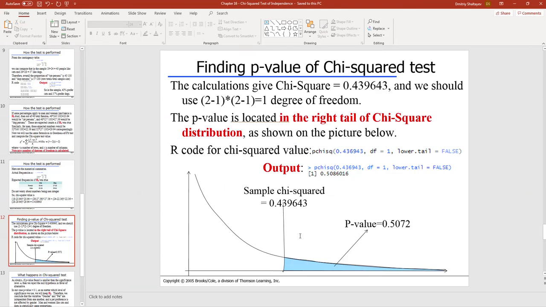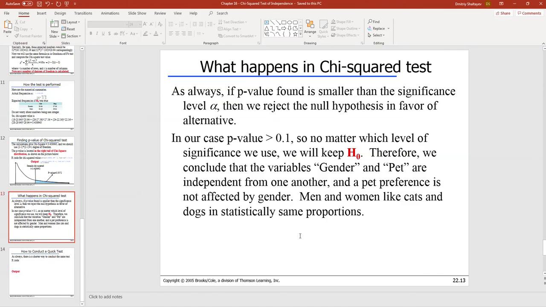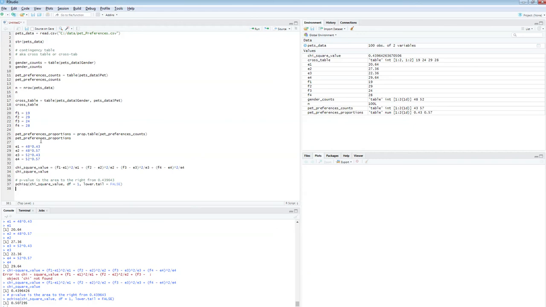Okay, so that pretty much concludes this lecture, with one exception. Let me show you. So this was a long way, right? We had to create a cross tab. We had to calculate the expected frequencies, right, if the null is true. And then we had to calculate the chi-squared value, and then use the p chi-squared function to see the area in the right tail. Can it be done shorter? Sure, of course it could have been done shorter.